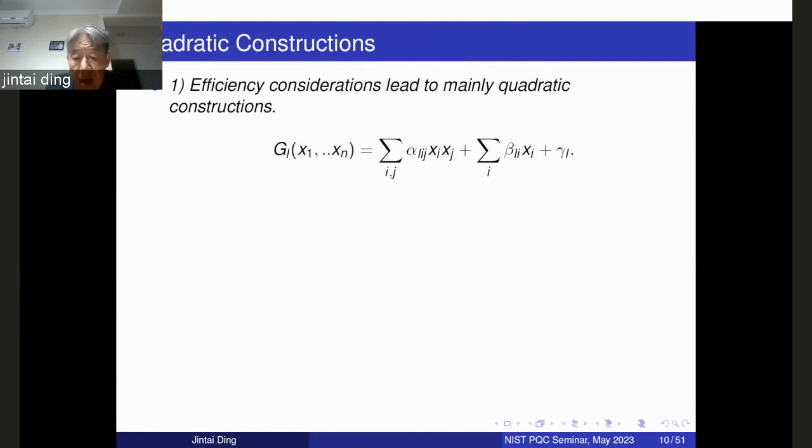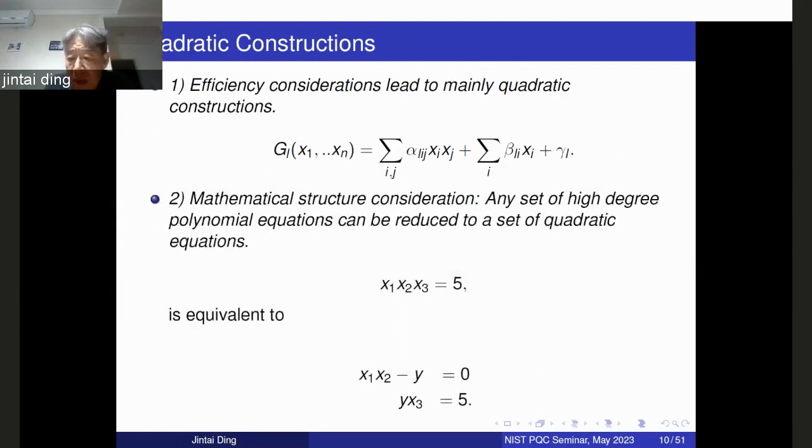And again, let's come back to the perspective from cryptography, because we want the system to be efficient. So therefore, we would like to choose polynomials of a lower degree. Of course, we cannot choose a linear system. Therefore, we would like to choose the second type, which is a quadratic system. Namely, we will have a polynomial system of degree up to 2.